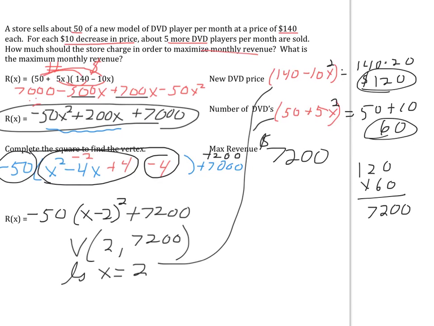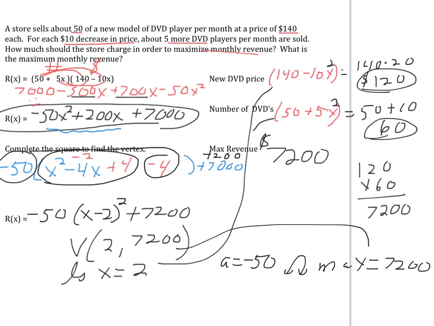And since if I go back down to my graph, I had negative 50 for an a value, that means that my graph is going to be upside down. I would have a max value, and my max value would be my y value of 7,200, matching with my maximum revenue.